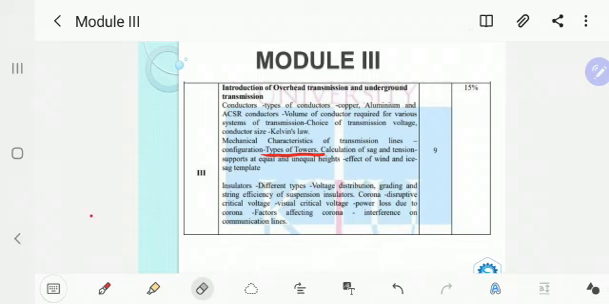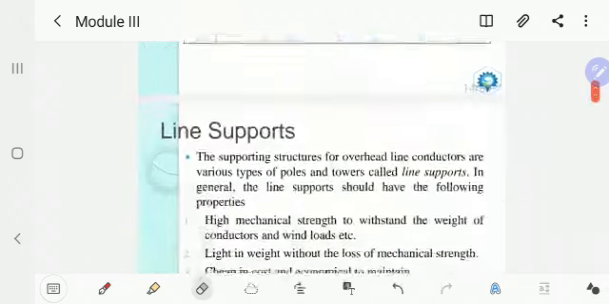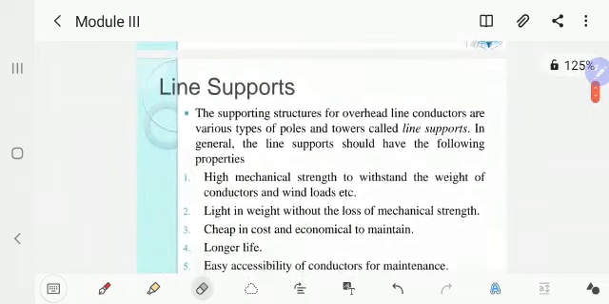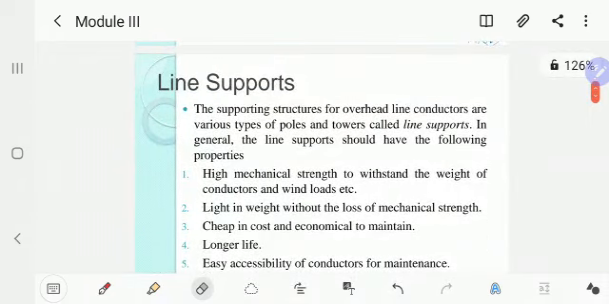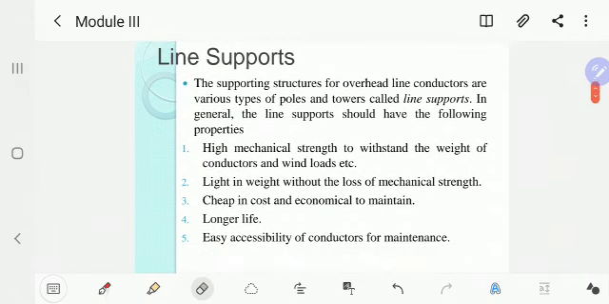Okay, so what are meant by supporting structures or towers? They are used for supporting the conductors at a particular level above the ground. So, supporting structures may normally be the poles as well as the towers, and these are known as the line supports. In general, the line supports should have the following properties.